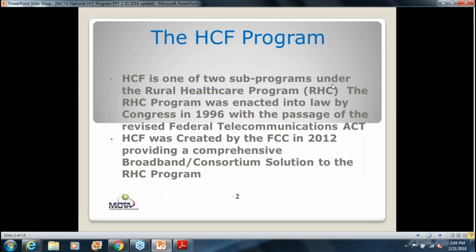First of all, the HCF program, Healthcare Connect program, is one of two sub-programs under the Rural Healthcare program. And the Rural Healthcare program was enacted into law by Congress in 1996 with the passage of the revised Federal Telecommunications Act. So HCF was created by the FCC in 2012, providing a more comprehensive broadband and consortium solution to the then rural healthcare program.